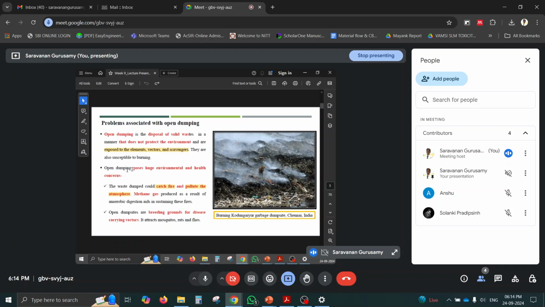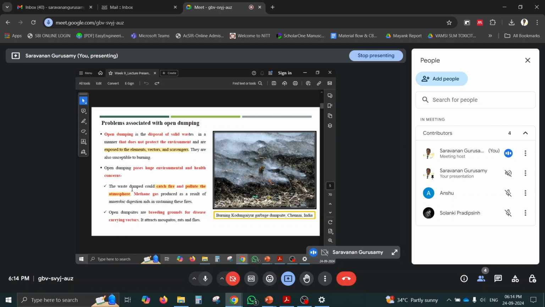And then open dumping has huge environmental and health concerns. It may catch fire easily because mostly plastic material will be there. After some point of ignition, it attains the ignition temperature and will easily catch fire. And also it produces methane gas because of anaerobic digestion. Because it's not an aerated system, it's a dumping of solid waste, so it will be in anaerobic condition.